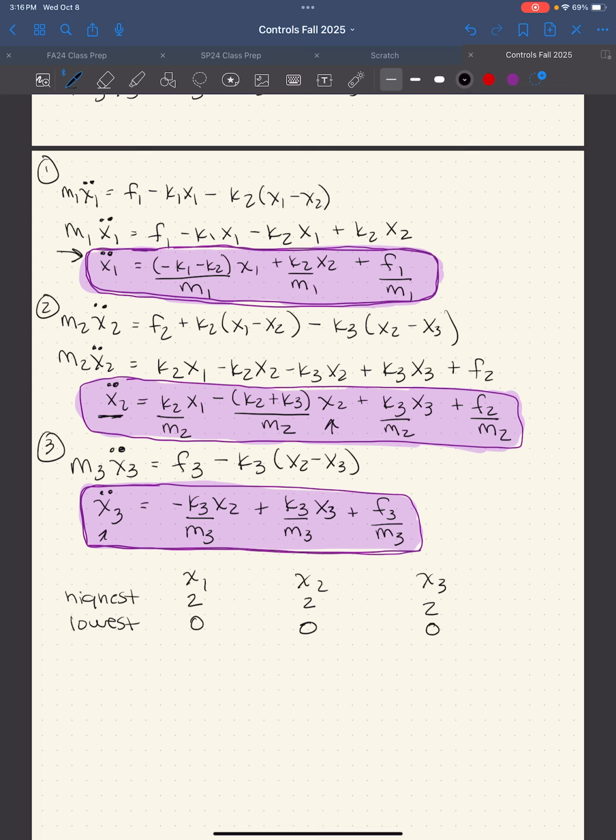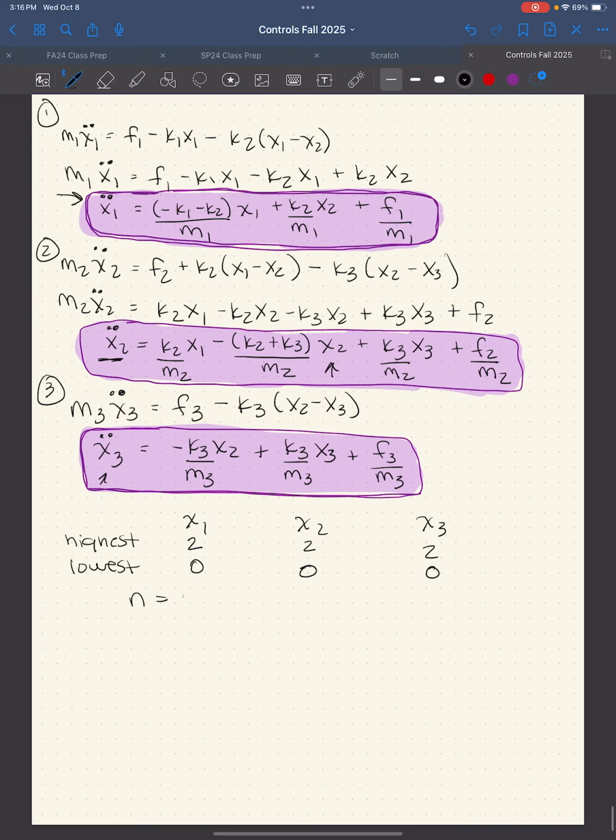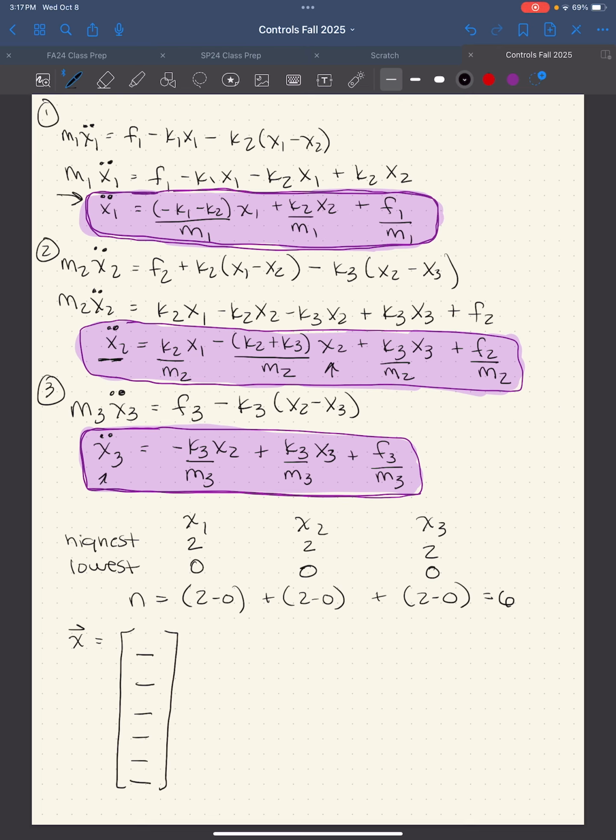All right, the number of items in the x vector, n, is equal to the sum of the highest order minus the lowest order for each of these variables. So it'll be something like 2 minus 0 plus 2 minus 0 plus 2 minus 0 equals 6. So that means there are 6 items in my x vector. 1, 2, 3, 4, 5, 6.